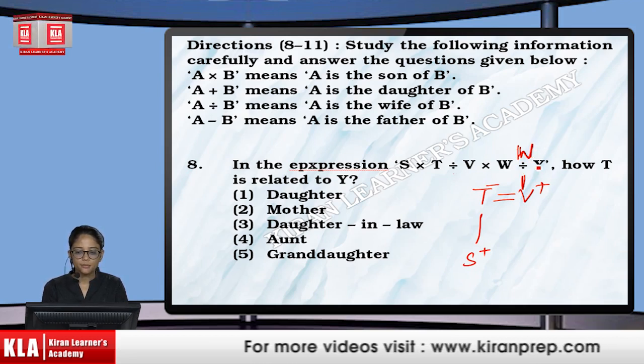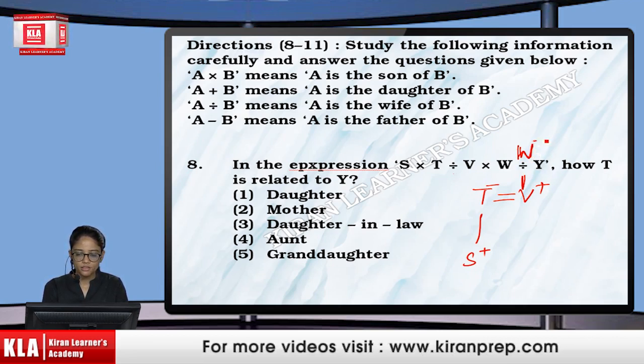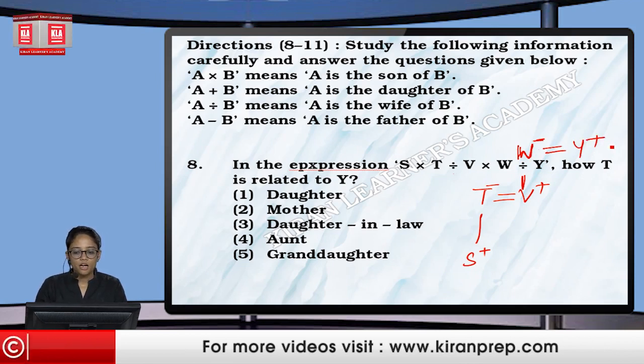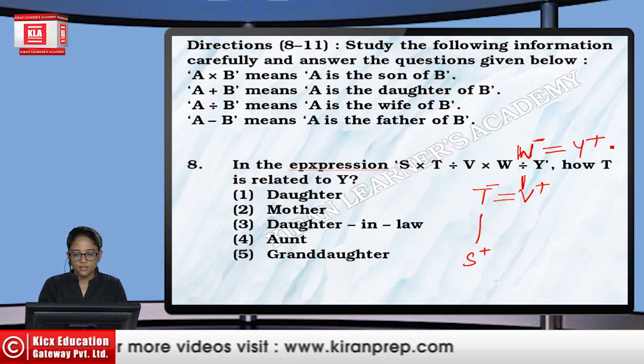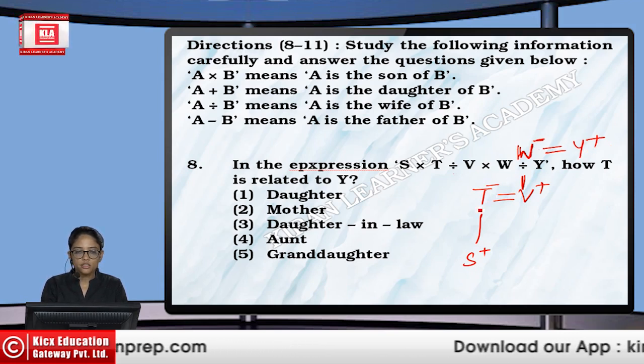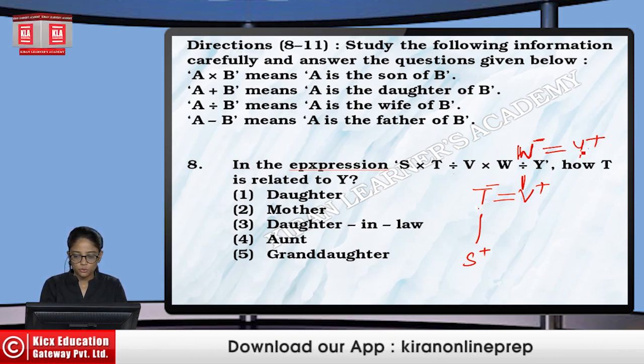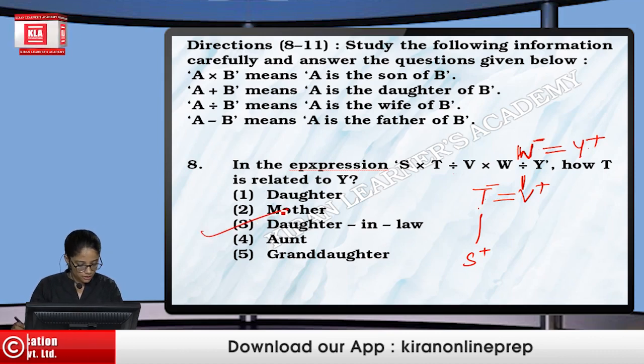Then divide again means that W is wife of Y. So this is the table we have. How is T related to Y? So T is the daughter-in-law of Y. The option will be third one.